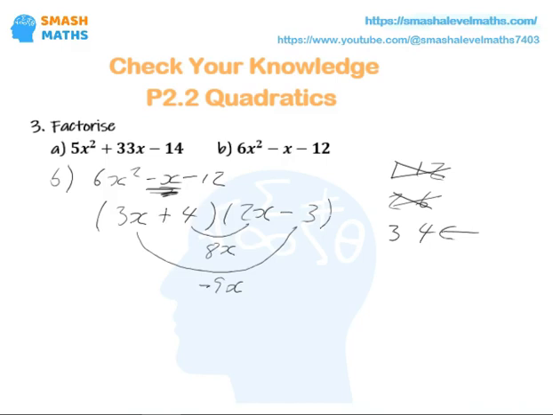And after all that, let's just get rid of those bits, do a bit of tidying up. What we've got there is our factorised expression. So it's going to be 3x plus 4, 2x minus 3. Now, like I say, there is a bit of a shortcut to that, and we'll look at that in another video. But there we go, that's how I still do it, old school style.